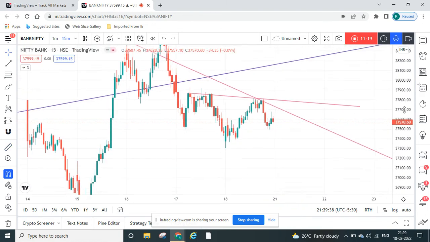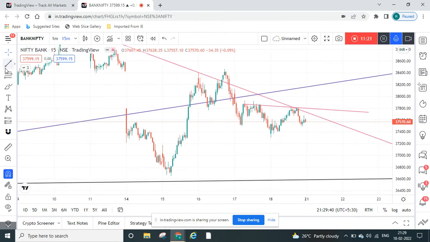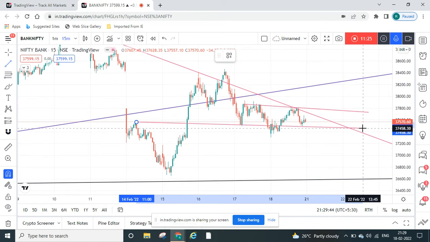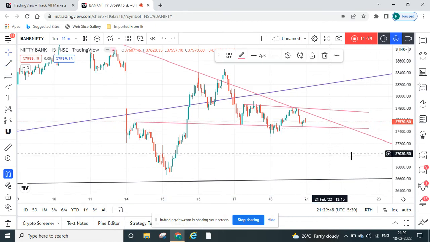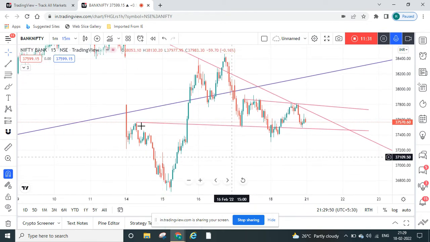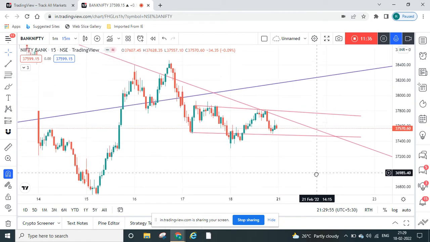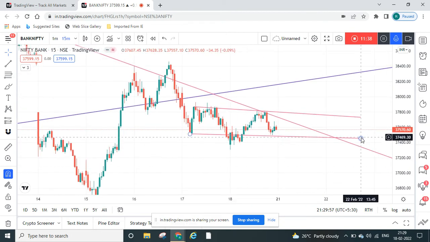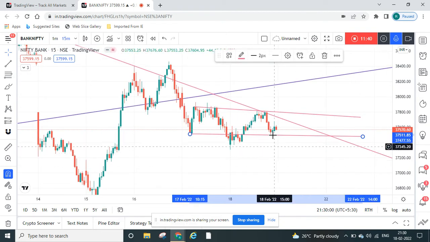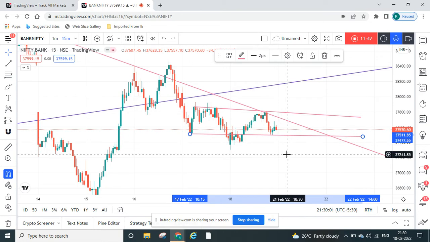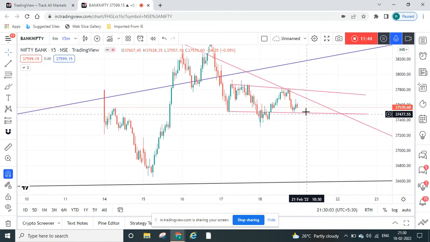Okay, and for the support side, let me draw. Yeah, so this one would be a very good support level. But if any one 15 minute candle closes below it, I don't believe it will be a very powerful breakdown.